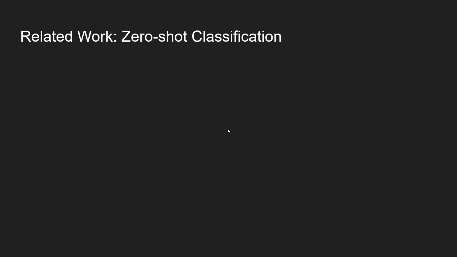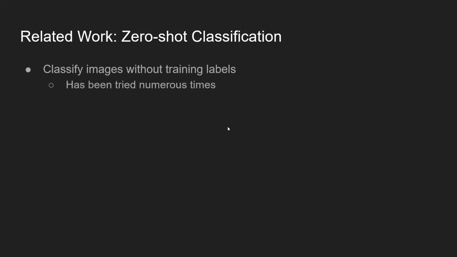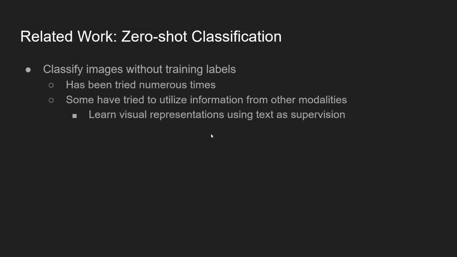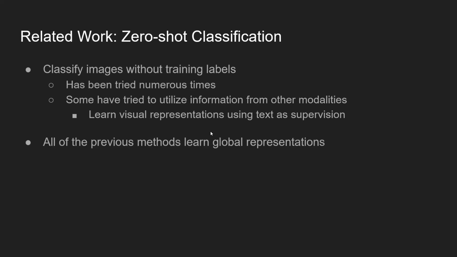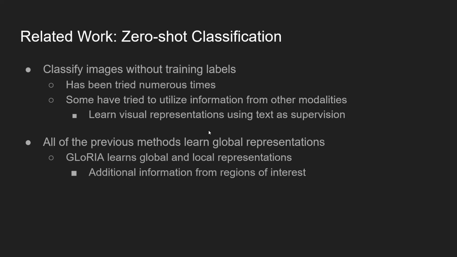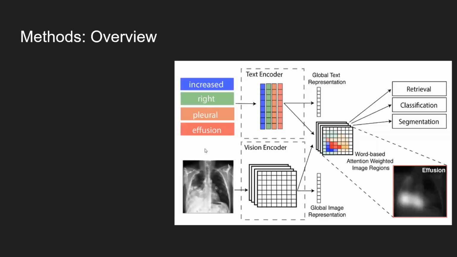The authors also wanted to look at zero-shot classification. They want to classify images without training labels, and this has been tried many times. Some have tried to utilize information from other modalities, learning visual representations using text as supervision. But all of the previous methods have learned global representations. Gloria learns global and local representations, which allows additional information to be extracted from regions of interest.